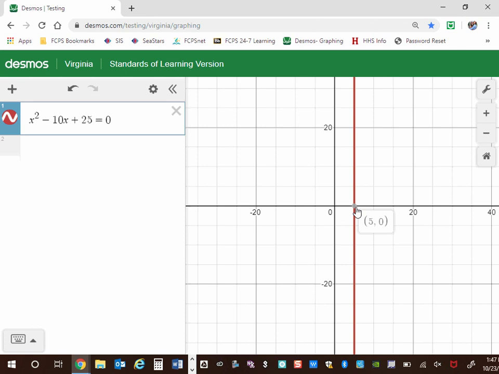Well, the first thing you should do is go ahead and write down this x-intercept. What do you get for your x-intercept? 5, 0. Okay, that's your x-intercept. You can write that down. Minus 10x plus 25.